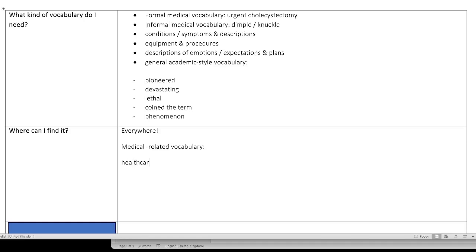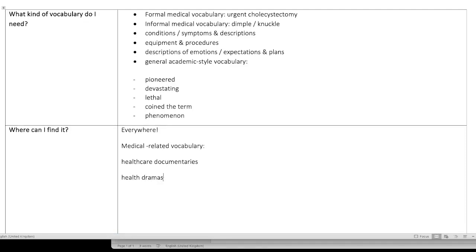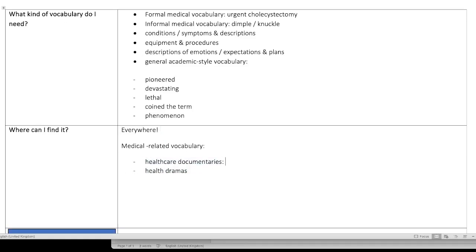Sorry, my typing is not as good as my spelling. Healthcare documentaries. Healthcare dramas. There are loads of different ones. So think of something like healthcare documentaries, 24 hours in A&E. I watched a really good one. It was called something like Surgeons on the Edge of Life the other day, which was really interesting, and it shows you really good surgery and how people talk in operating theatres.